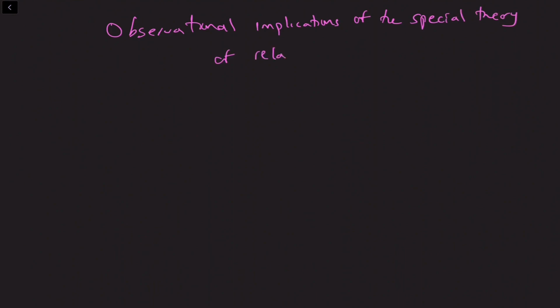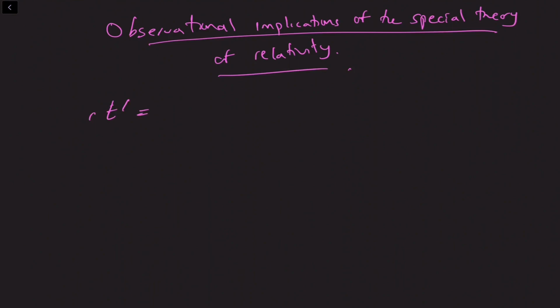Now let's discuss some observational implications of the special relativity dictionary. Clearly these observational implications will become important as the speed of these frames relative to each other becomes comparable to the speed of light. So the first implication comes from the dictionary for the transformation of time.